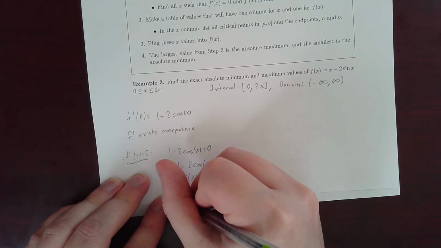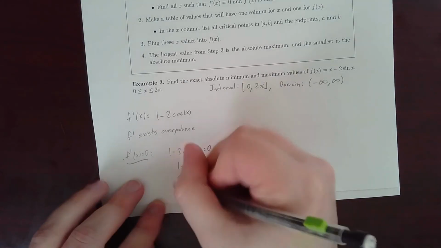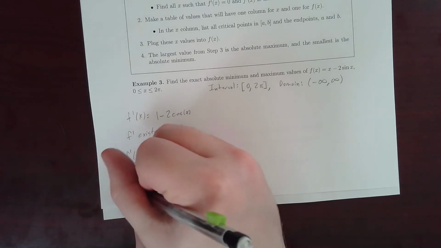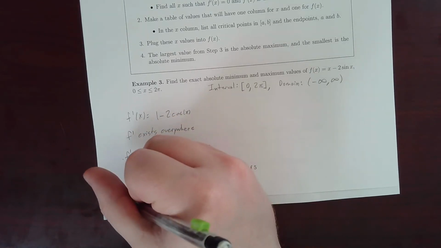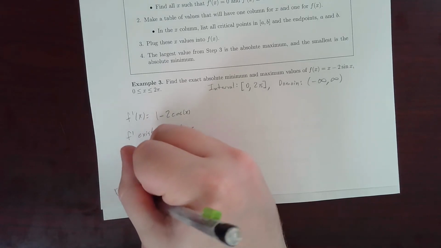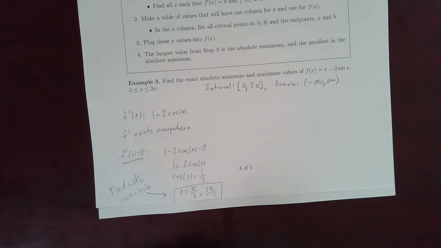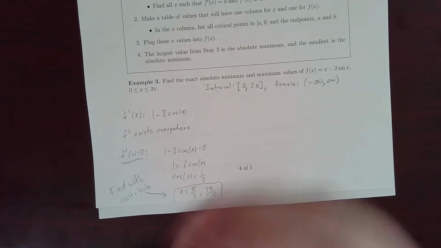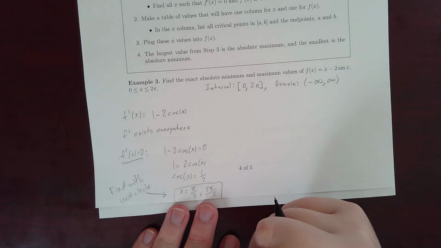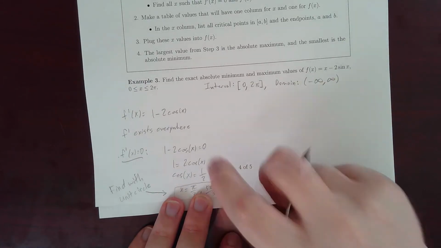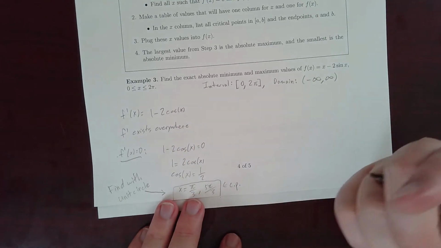Again, this is something you can find with your unit circle. So if you don't remember how to do these inverses and figure out where our values for cosine equal 1/2 are, going back to looking at a unit circle will be very helpful. So these will be our critical points. We don't have any others to look at because, again, our derivative exists everywhere.